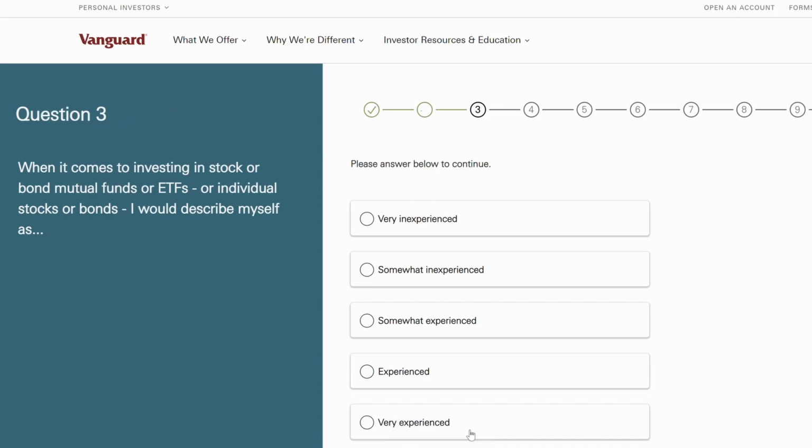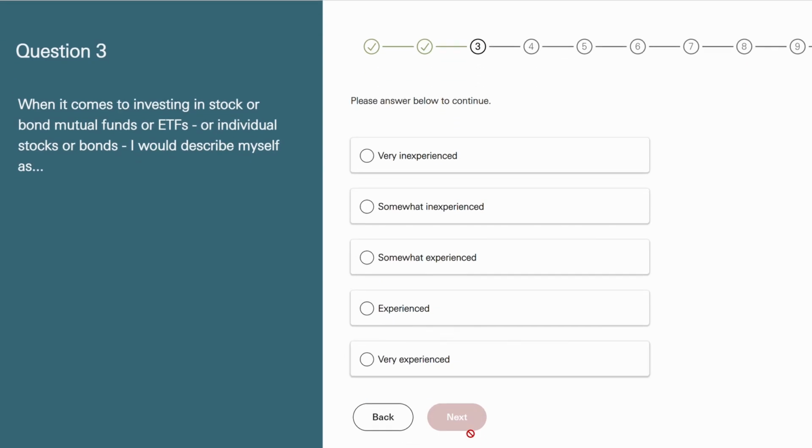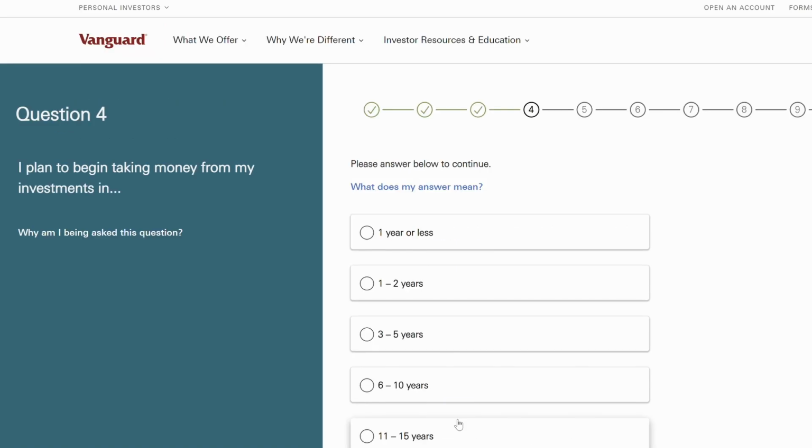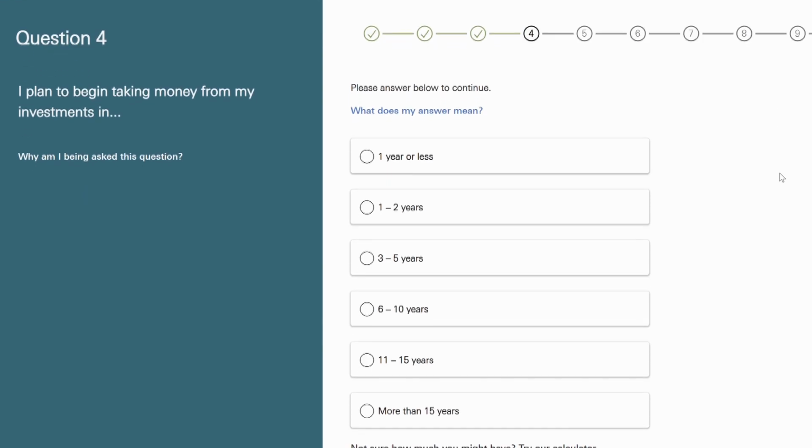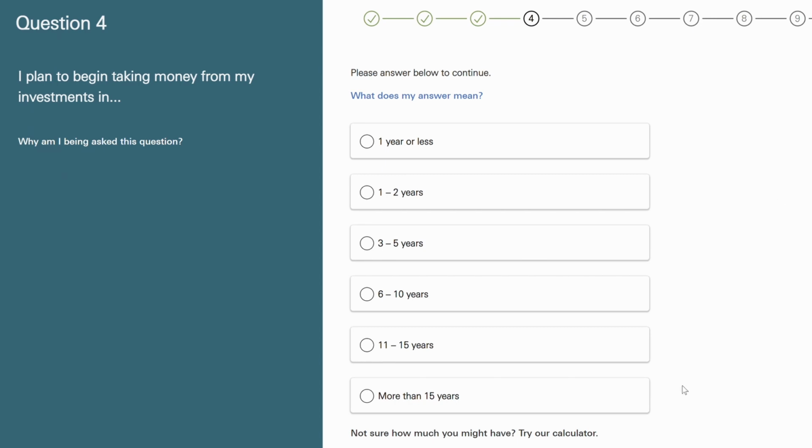Okay, next up we have question 3. When it comes to investing in stock or bond mutual funds or ETFs or individual stocks or bonds, I would describe myself as, so we're going to go ahead and put experienced here. Because if you watch the On Cash Flow channel, you're probably pretty experienced in investing, or at least you're well on your way. Okay, question number 4. I plan to begin taking money from my investments in, we're going to go ahead and put more than 15 years. I can already tell by the question that it's probably going to give us more equities, but we're just going to put more than 15 years.